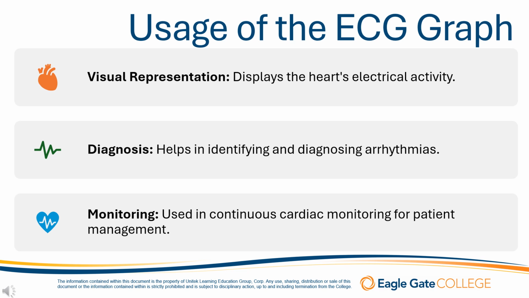The ECG is also used to monitor the effectiveness of treatments for cardiac conditions. For example, after administering an antiarrhythmic medication, we can observe for changes in the ECG to determine if the medication is restoring normal rhythm. Similarly, after interventions like percutaneous coronary intervention or PCI for myocardial infarction, the ECG can show resolution of ischemic changes. For patients with pacemakers, the ECG helps in assessing pacemaker function.